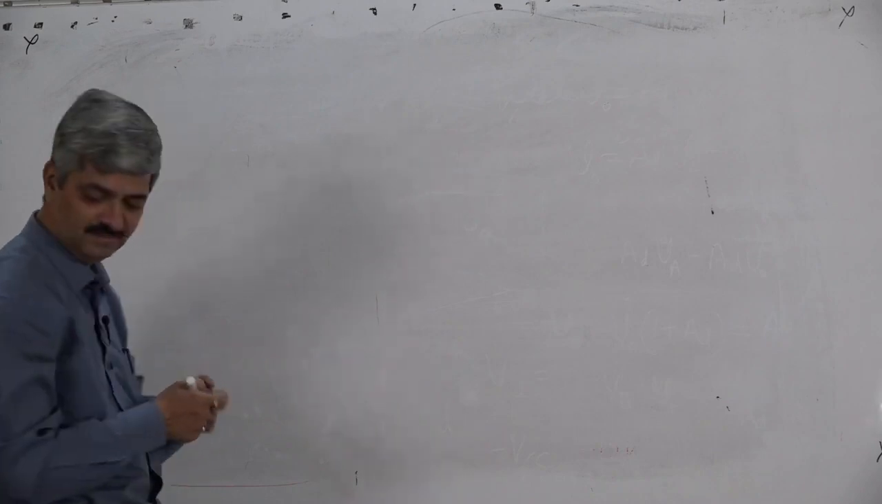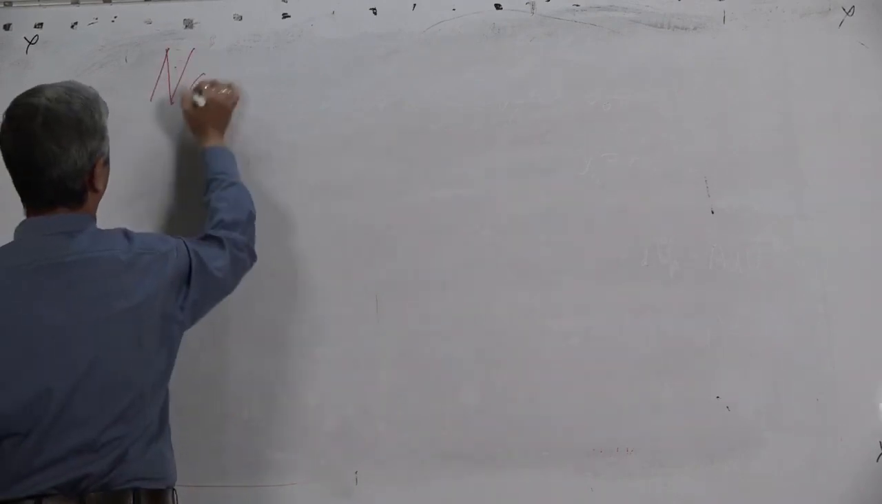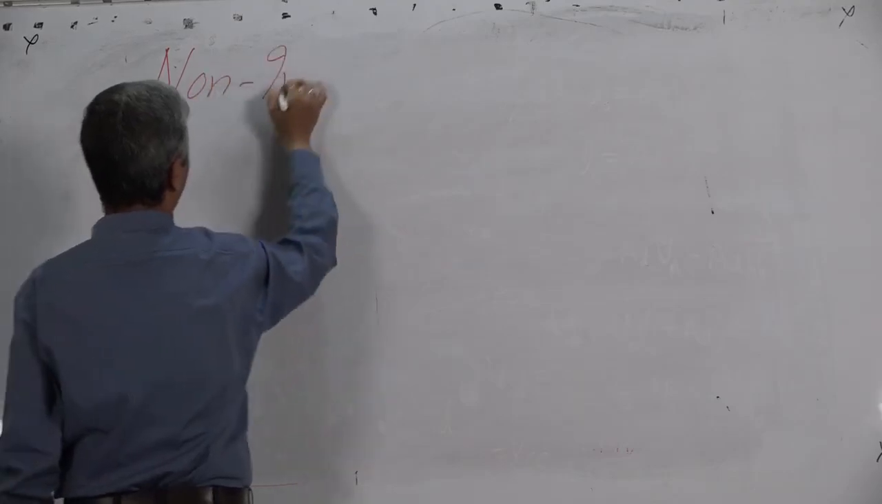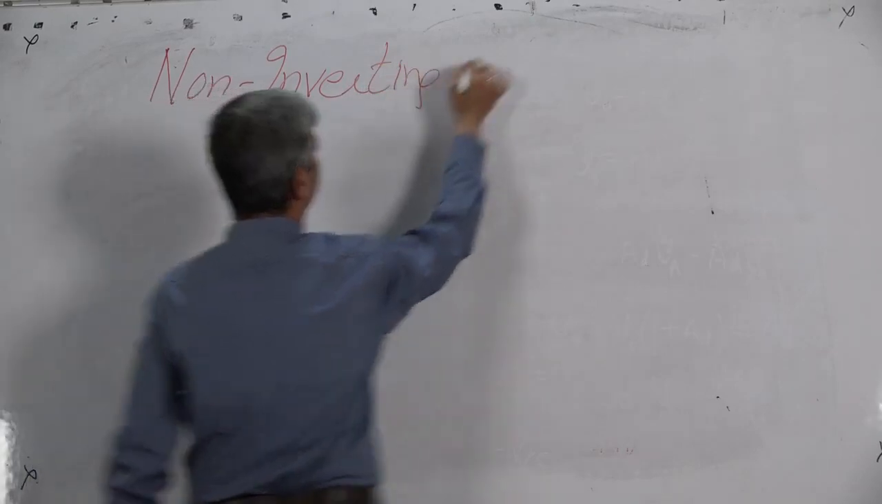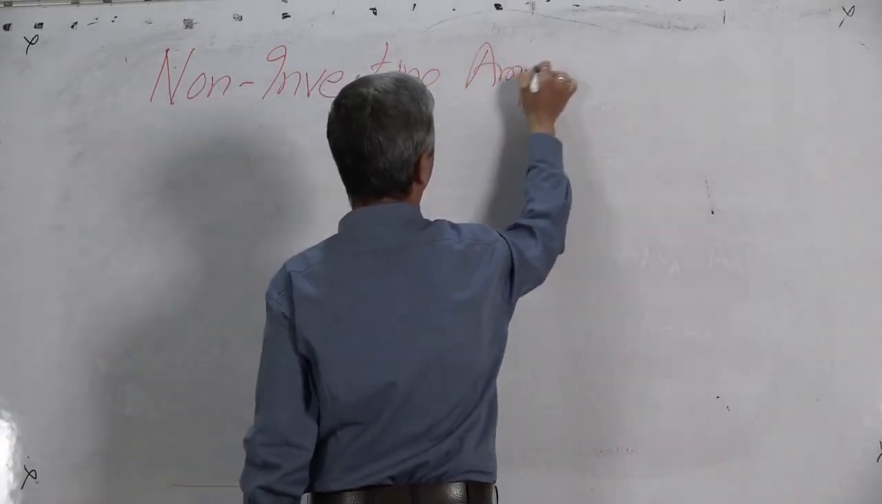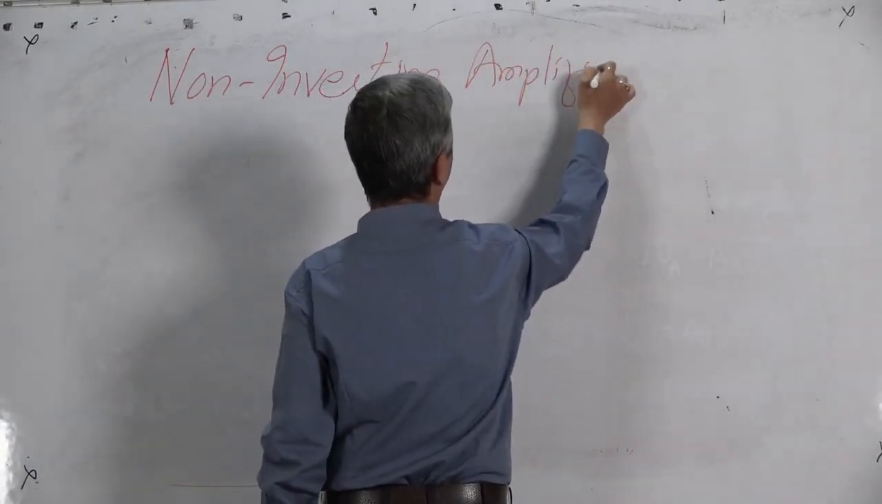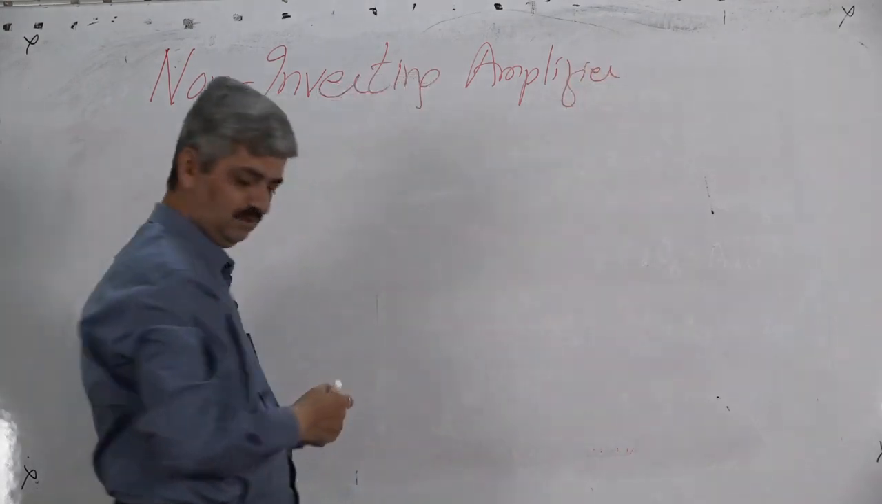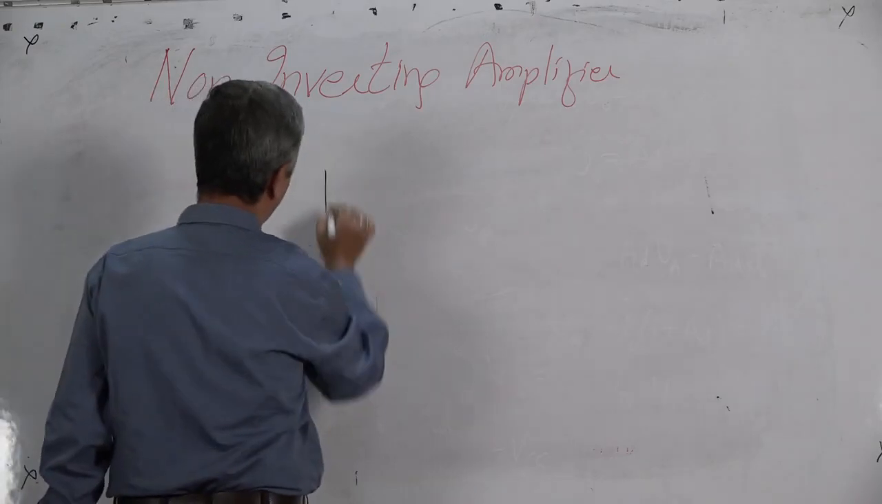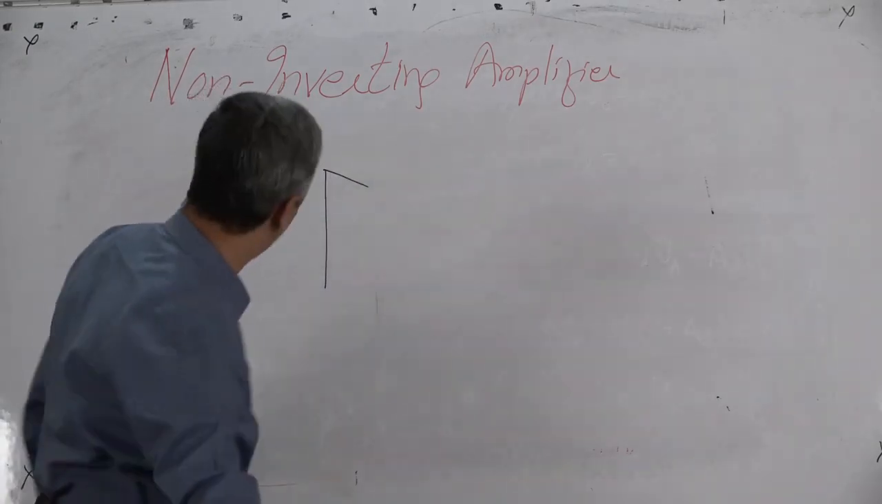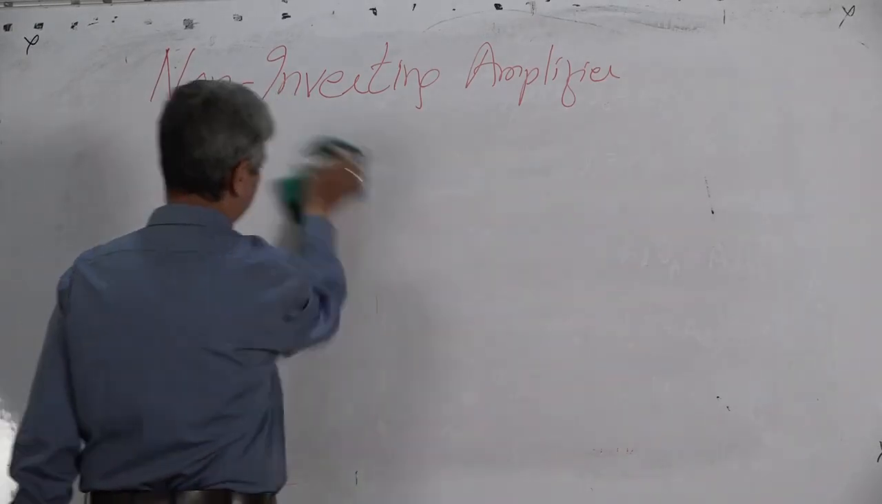So, now we go for the non-inverting amplifier. That is, it is something which has a positive gain. It is very simple. See, you will find such simple circuitry which you have never studied.